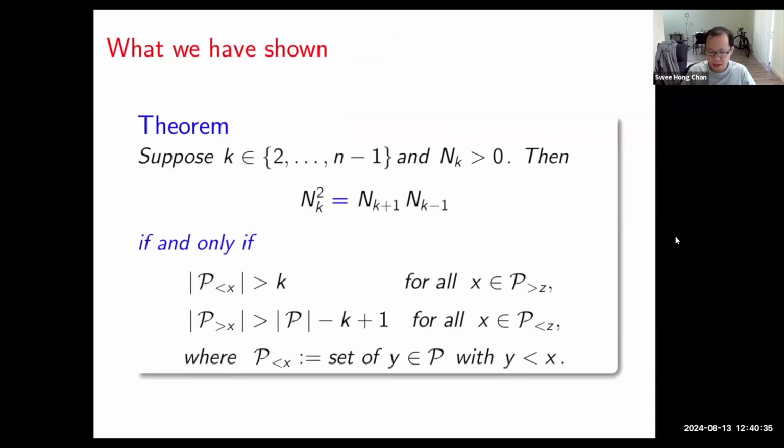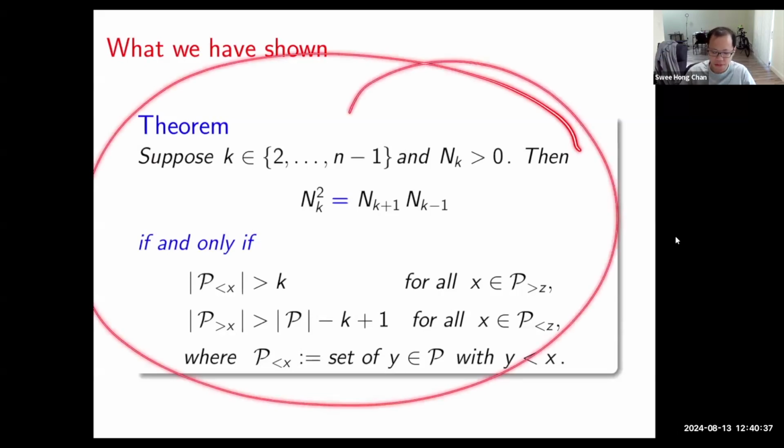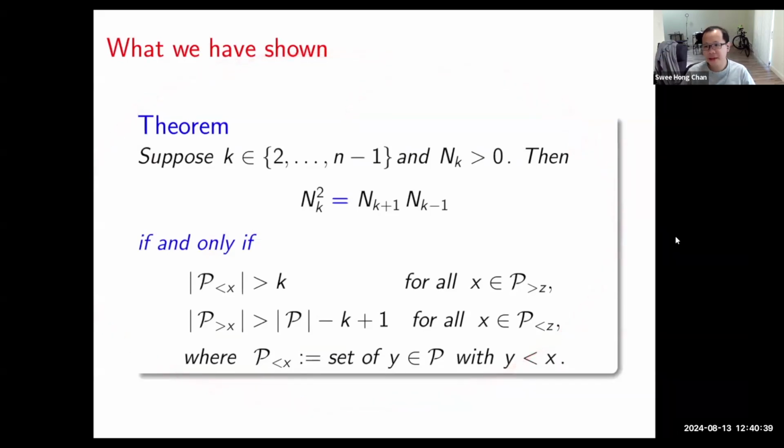Okay, that is this theorem. Up till here, are there any questions? Everybody happy? Okay, if everybody is happy, then maybe let me continue.